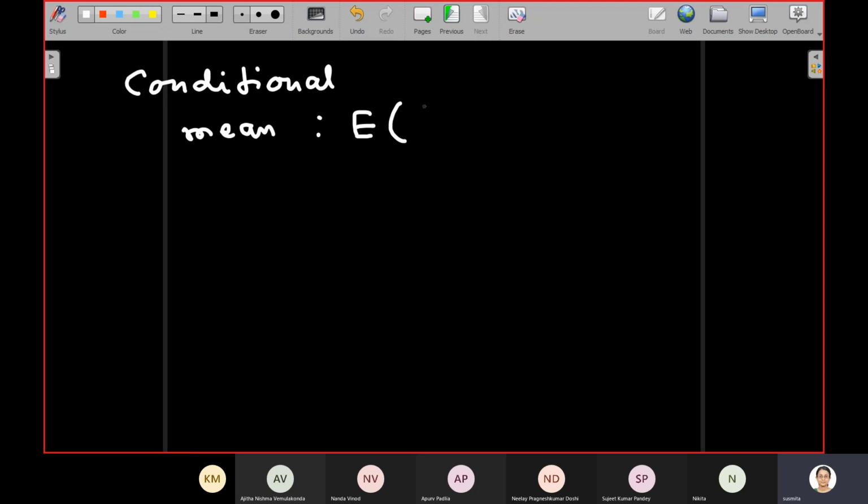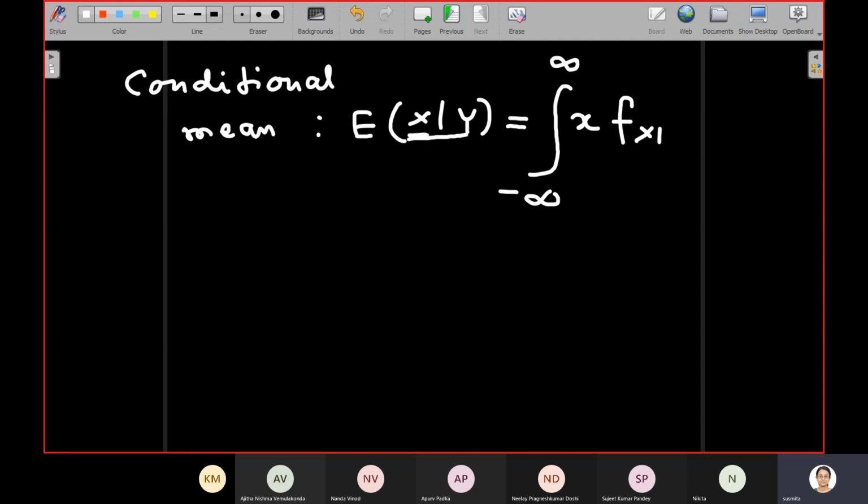We use the expectation operator, x given y. To find this, we need to integrate it from minus infinity to plus infinity. And since we are operating it on x, x has to be used inside the integration. Now since this is a conditional mean, we need to use the conditional probability, dx.